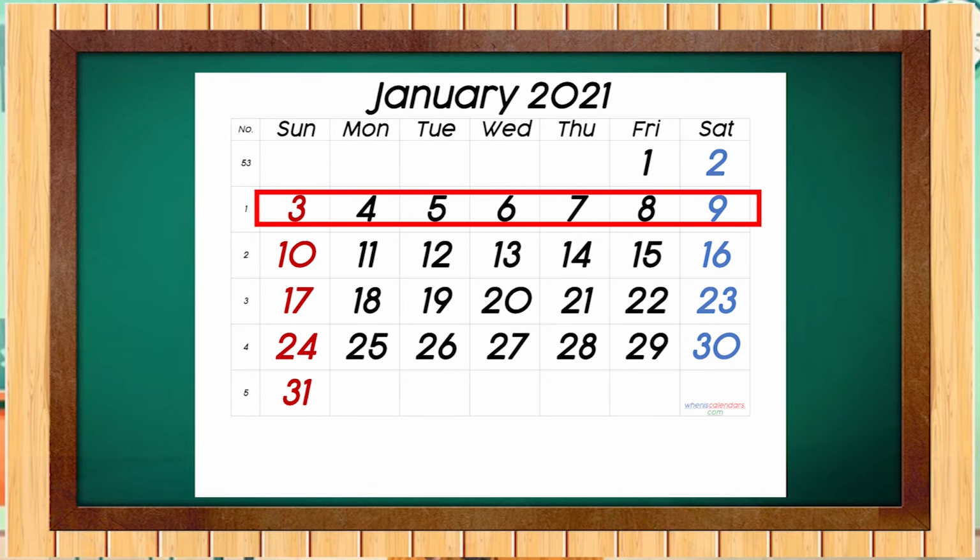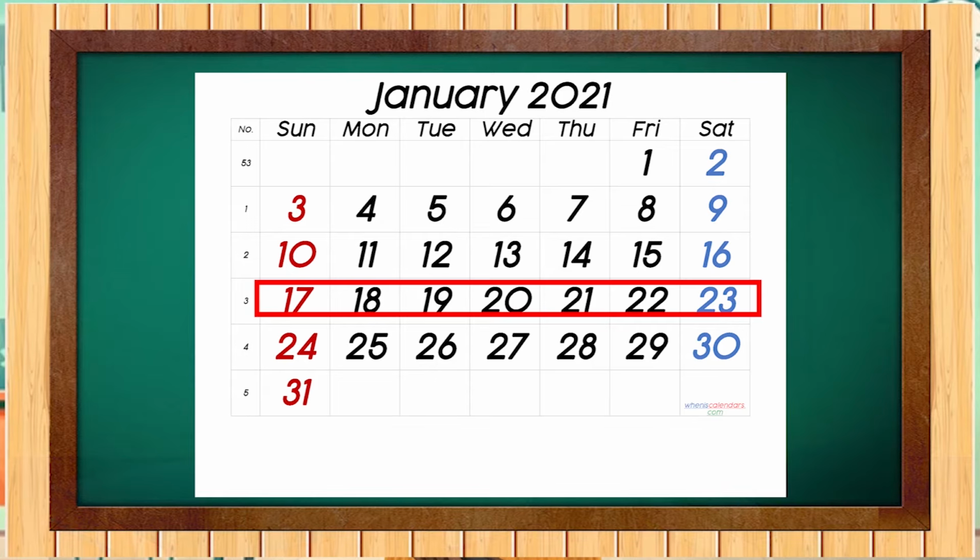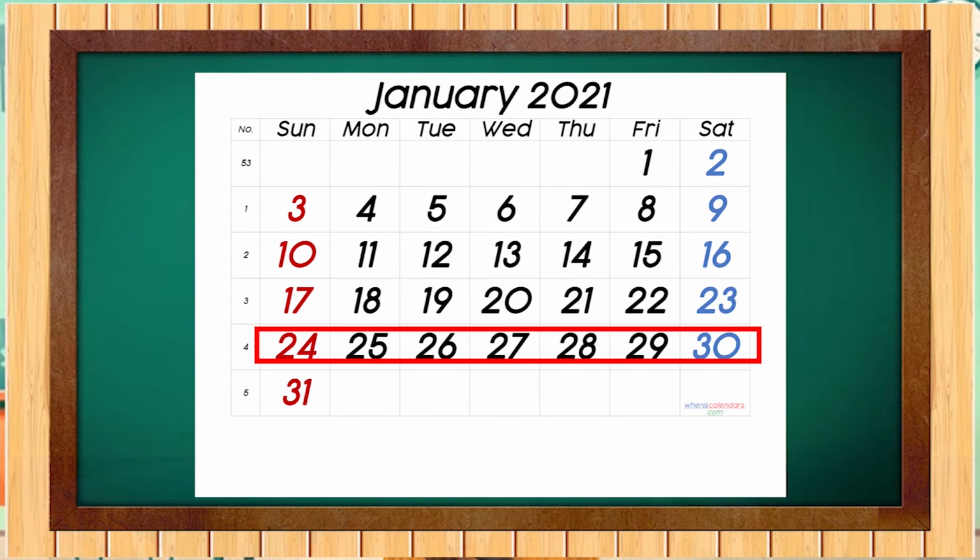So week 1 started on the 3rd and ended on the 9th of January, while week 2, of course, started on the 10th and ended on the 16th. And then we have the 3rd week starting on the 17th, and the 4th week starting on the 24th. And of course, there are no other weeks. There's only 4 weeks in a month.